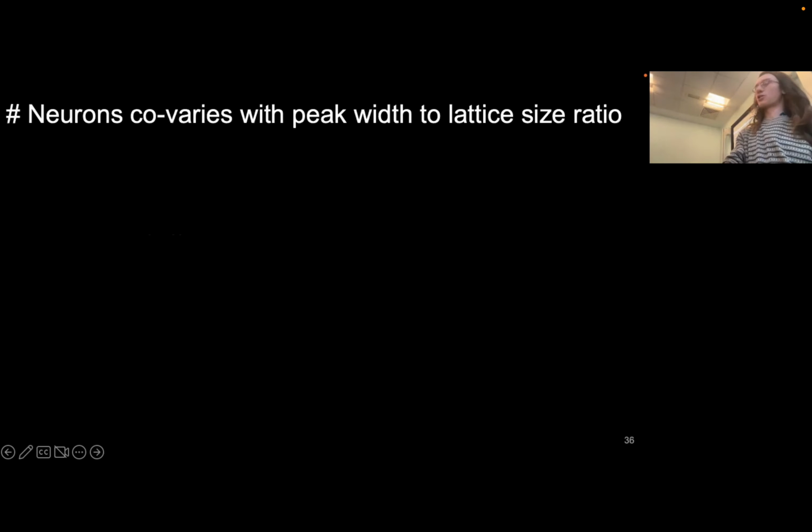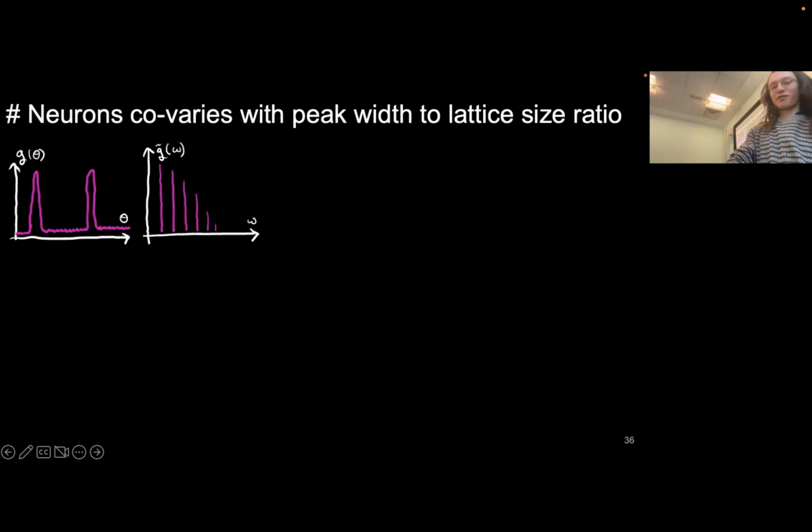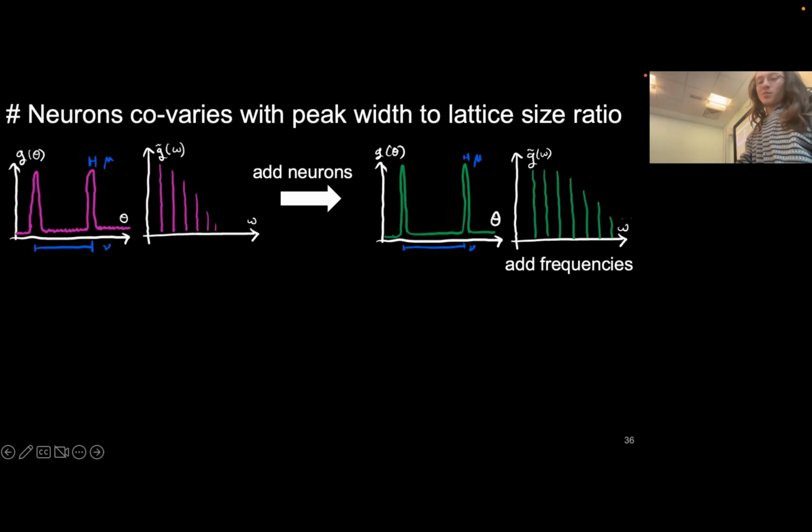Okay, the first of these is one we've already talked about before. Here's your tuning curve. You add neurons. Adding neurons means adding more frequencies. Adding higher frequencies means you get sharper grid fields. So you can quantify that by looking at the ratio of mu, the grid size, to nu, the lattice length scale.